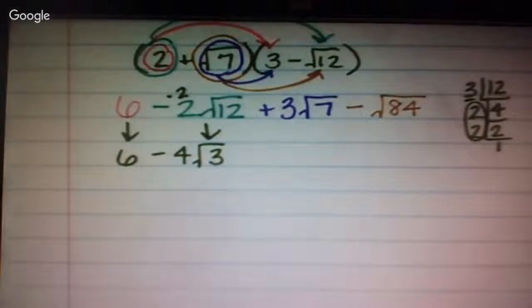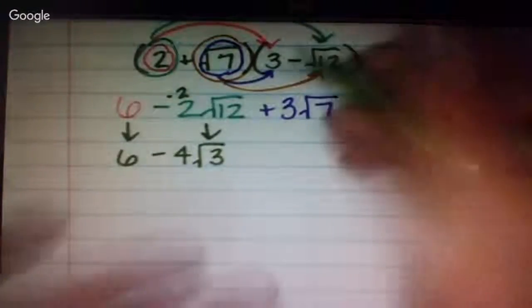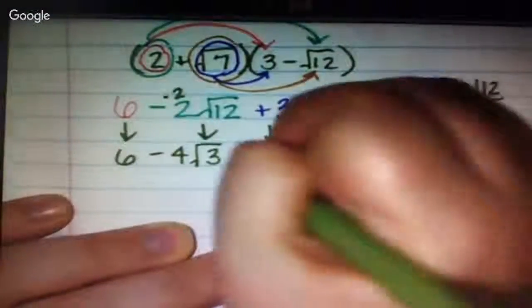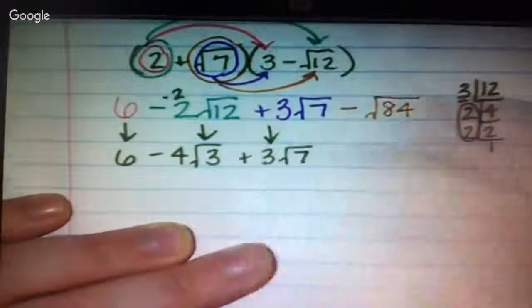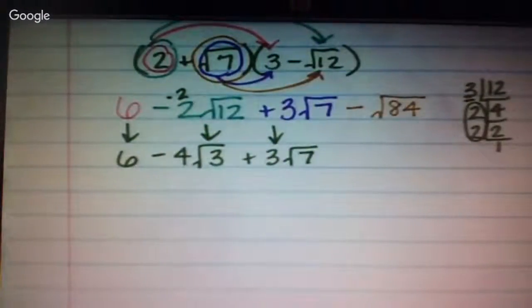Okay, Jackie says, I can't simplify the square root of 7. It's just 7 times 1. There's nothing to circle. Bring it down.